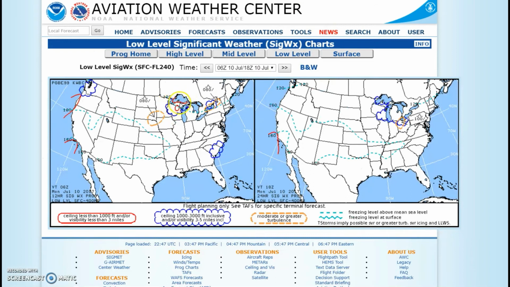We have the ceilings less than 1,000. Later in the day, it seems to be calming down throughout the evening. We just have a moderate or greater at 10,000.